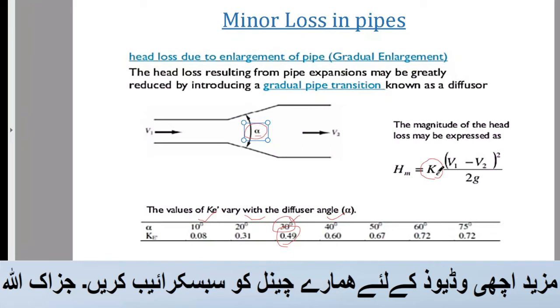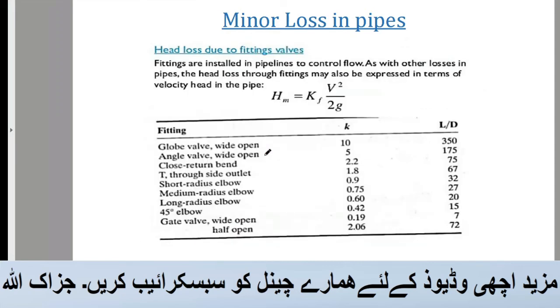Okay, it's capital K, uppercase Ke. Okay, so Hm will be equal to Ke times V1 minus V2 square over 2g. Its value totally depends upon the theta or angle, that is the enlargement angle. So you can use this equation for the calculation of gradual enlargement of the pipe, having different enlargement angle or enlargement theta. So next one is the head loss due to fitting valves.